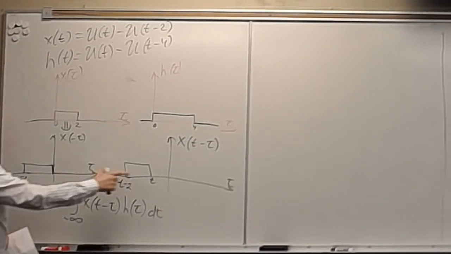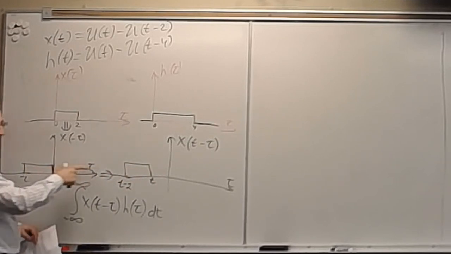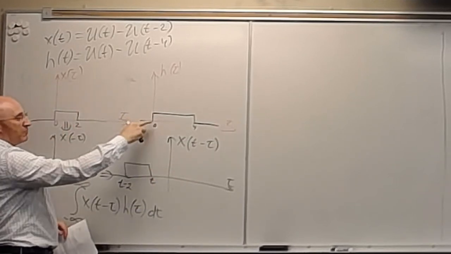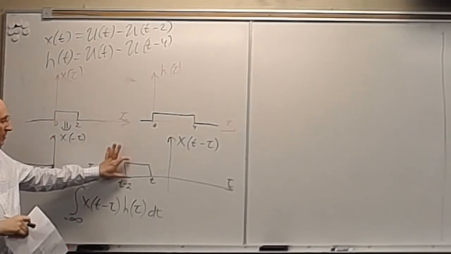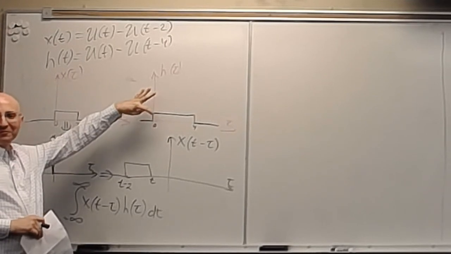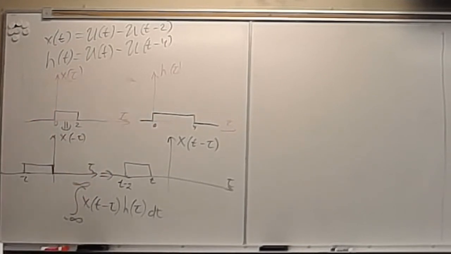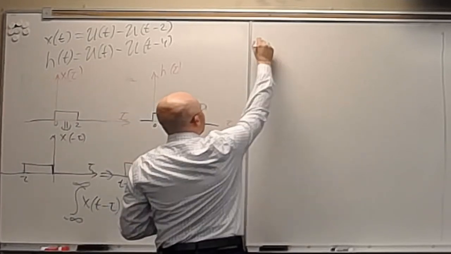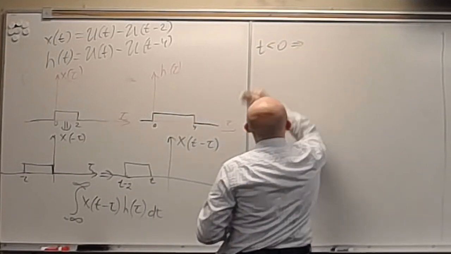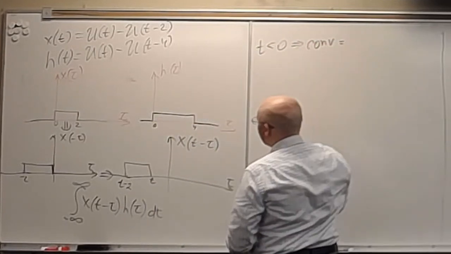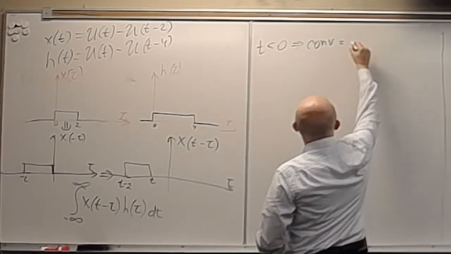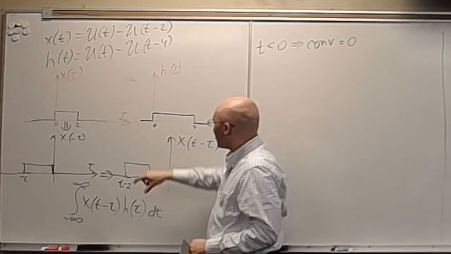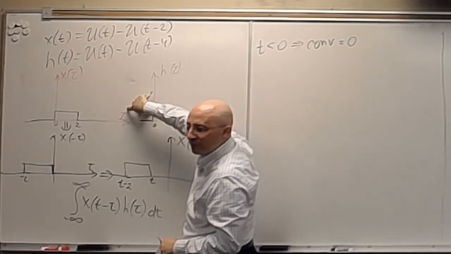So you want that thing moving from minus infinity to plus infinity, crossing with that thing, and on the joint area, you want to integrate, which means we just multiply that one by that one in the joint area, and then compute the total area in the multiplication. Okay, so let's see. When t is smaller than 0, what is the convolution? Zero. Why? Because they're not even crossing. So this one is sitting somewhere here before the zero.